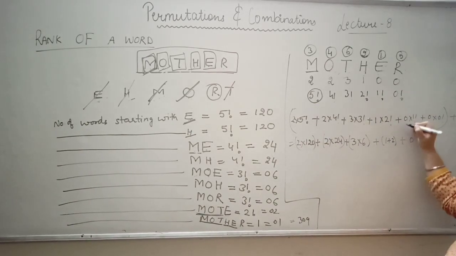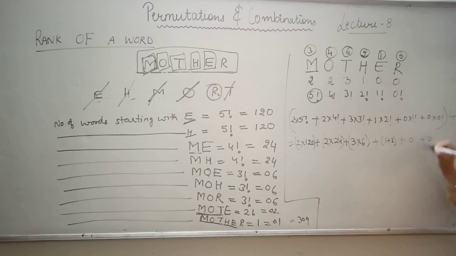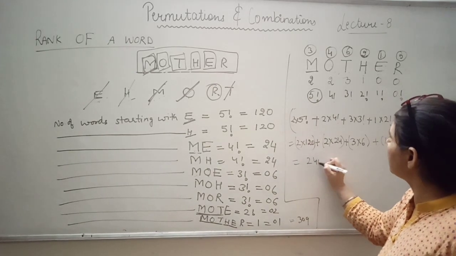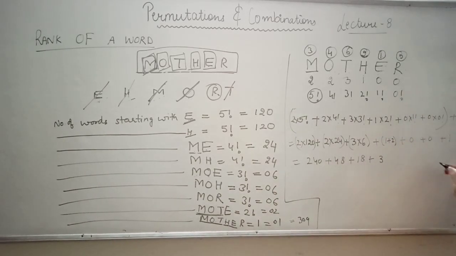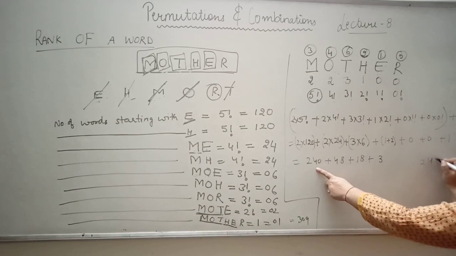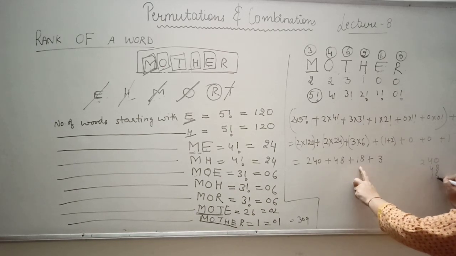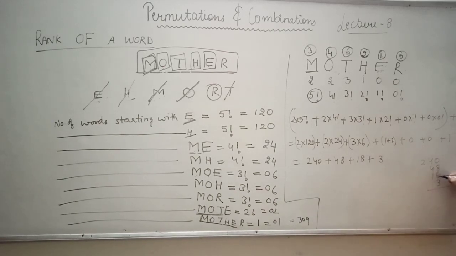Any number multiplied with 0 is 0, and then last में plus. So this is 240, this is 48, this is 18, this is 3. So let us add these 48, 18 and 3. 8 8 16, 16 plus 3 19, 1 carry over, this is 8, 9, 10, this is 309.